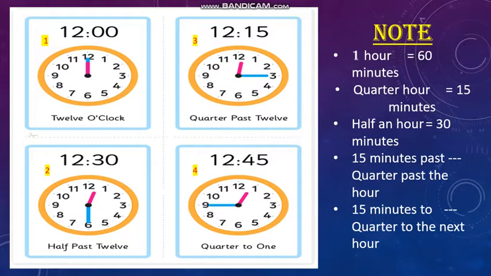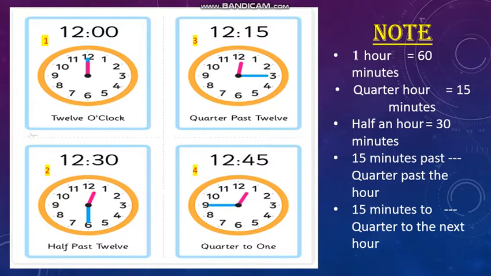In the third clock, the hour hand is just past 12 and the minute hand is on 3, so the time is 12:15 or 15 minutes past 12. In the fourth clock, the minute hand moves to 9 and the hour hand moves closer to 1. At this time, a quarter of the dial of the clock is left for 1 o'clock. That means there are 15 minutes left for the minute hand to reach 12 for it to be 1 o'clock. So it is called a quarter to 1 or 12:45.